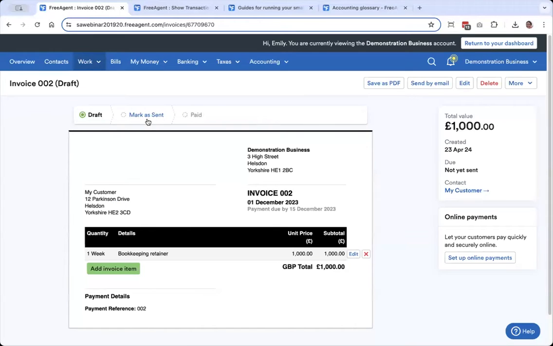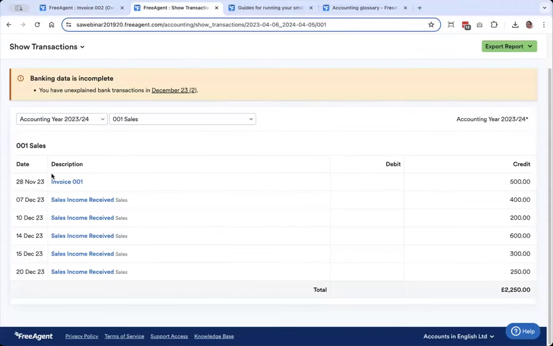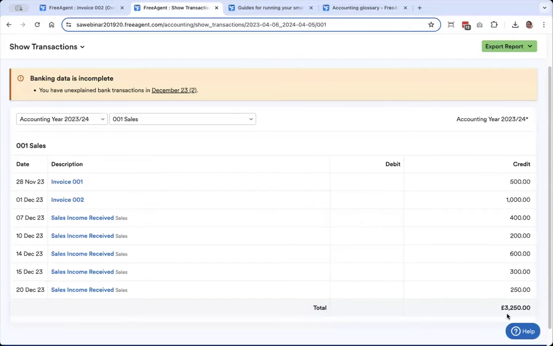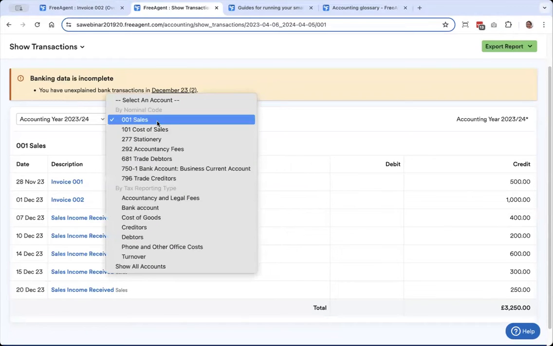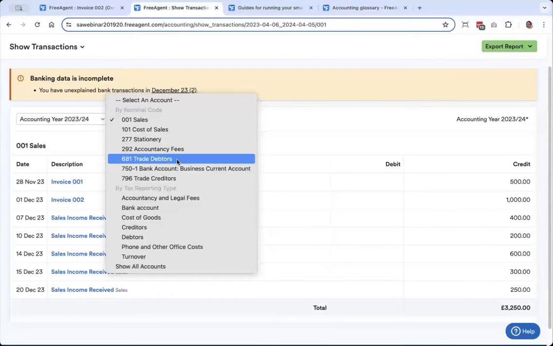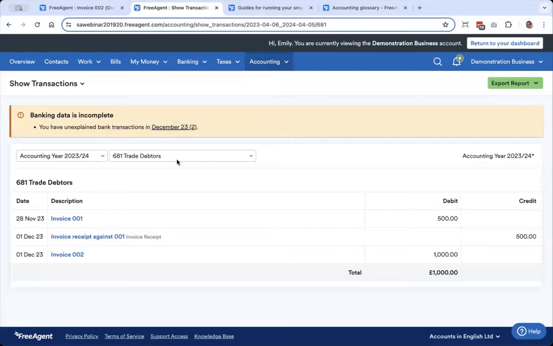If I go back to the invoice and I mark it as sent, then it will appear here and it will increase the value of my sales by £1,000. There we go. So what it's done there is to credit the income category. A credit represents an increase in an income category. And the rules of double entry bookkeeping say that every credit must have an equal and opposite debit. Otherwise, basically, it would be fundamentally wrong.